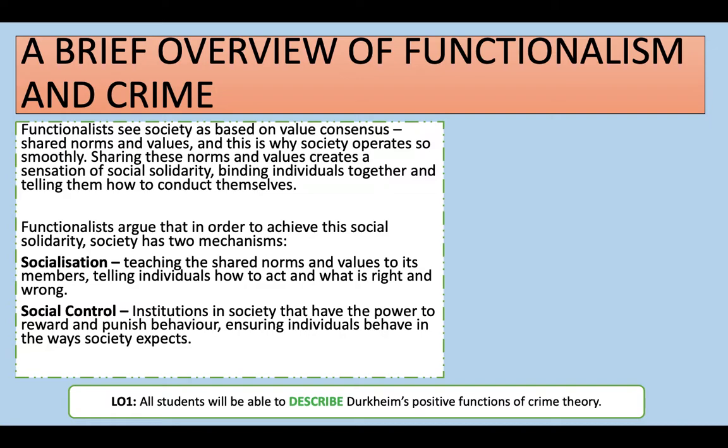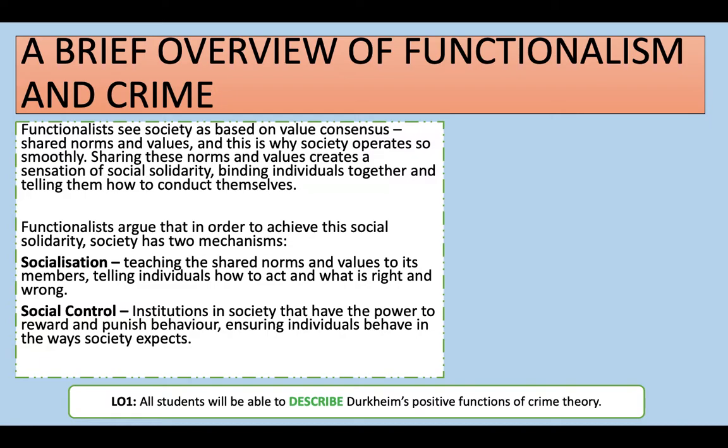We've got socialization, and Parsons talks about this in terms of the family, for example. We see it again in education. It teaches the shared norms and values to its members, telling individuals how to act and what is right and wrong. Social control is when institutions in society have the power to reward or punish behaviour, ensuring individuals behave in the ways society expects.